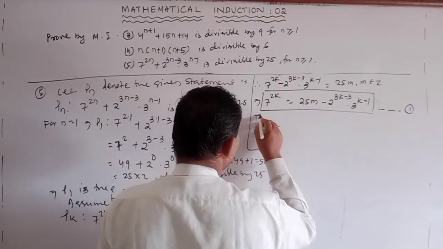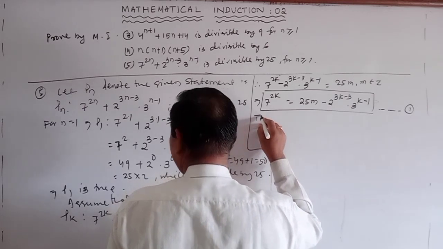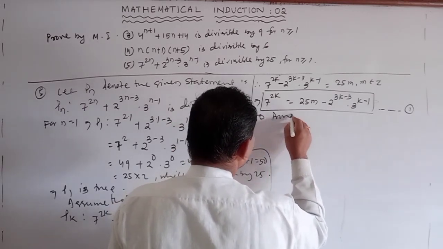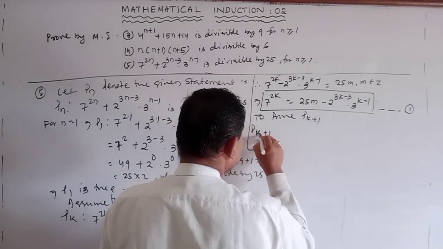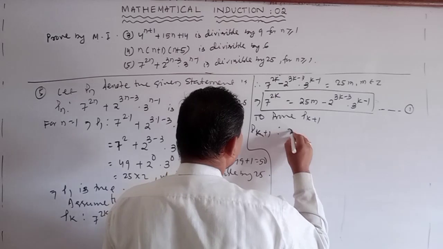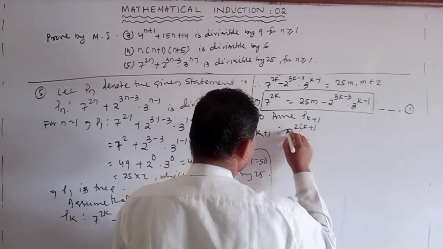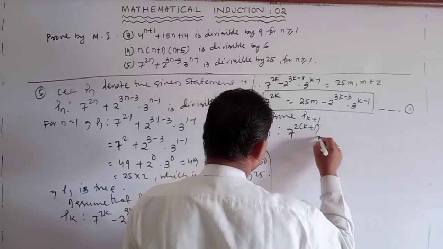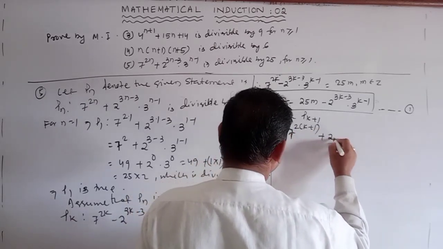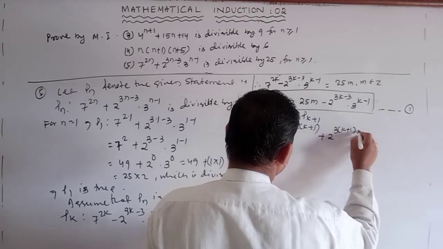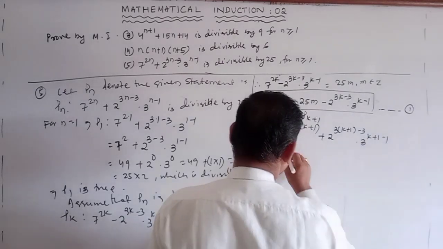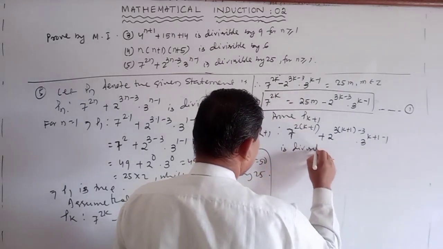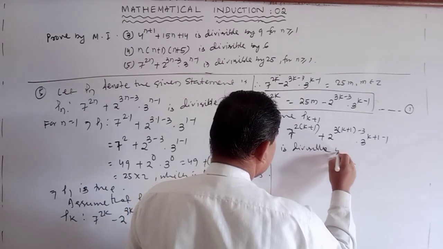Next, to prove Pk plus 1. So what is Pk plus 1? Pk plus 1 such that 7 to the power 2 into k plus 1 plus 2 to the power 3 into k plus 1 minus 3 into 3 to the power k plus 1 minus 1 is divisible by 25.